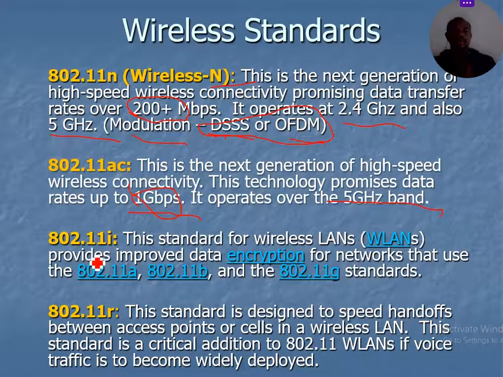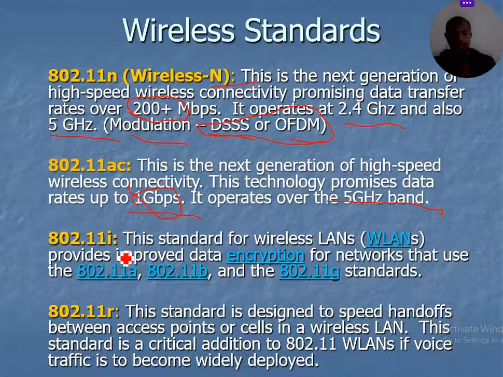Now let's talk about the 802.11i. The 802.11i talks about the encryption. The standard for wireless LAN, that's the WLAN, provides improved data encryption for networks that use the 802.11a, 802.11b, and 802.11g standards. So this is like providing a platform for the ability to encrypt every data that is sent across 802.11a, b, and g. That's what we call the 802.11i.